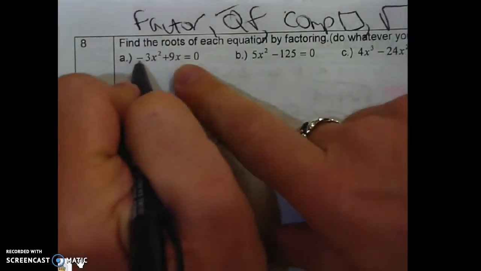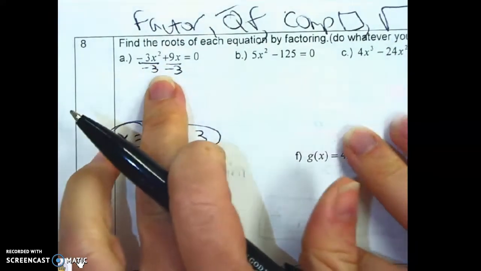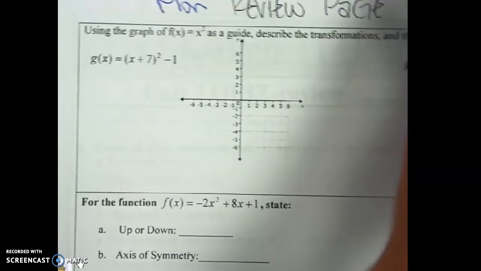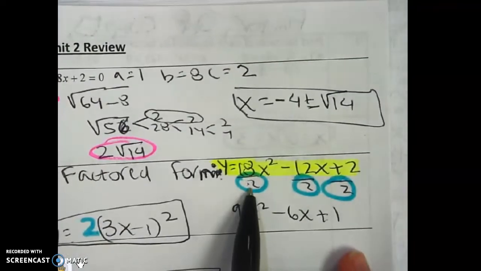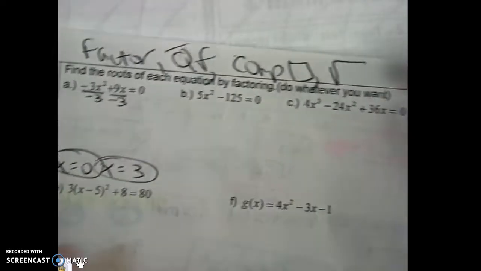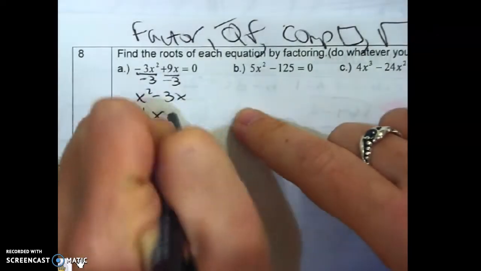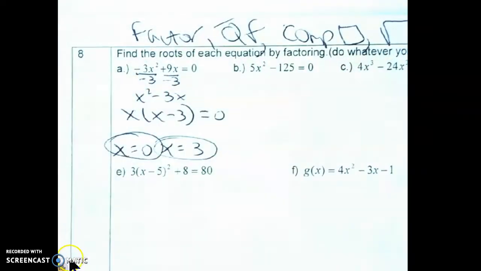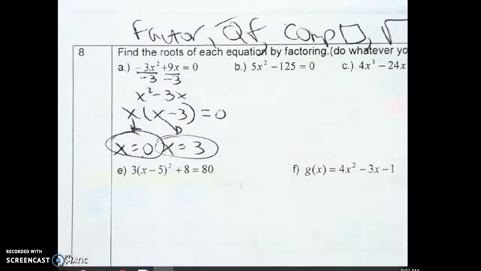So I notice they all divide by negative 3 because I don't like negatives. I can divide it in this case because I'm solving. But when I had it in factored form, I had to keep the 2 because I'm still having it factored. Okay, so then I get x squared minus 3x. I notice they both have an x, so I'm going to take out an x. I'll be left with x minus 3. And then if I set that equal to 0, I get 0. If I set that equal to 0, I get 3.